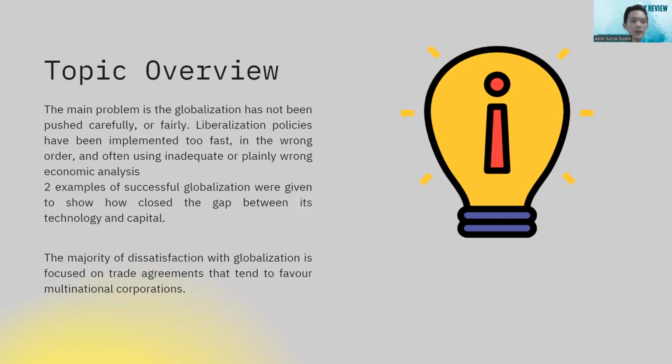Thank you. Okay, to summarize, overall, the main problem of this book is that globalization is not being pushed carefully or fairly, especially the liberalization policies that have been implemented too fast, in the wrong order, or even inadequate or plainly wrong in economic analysis.